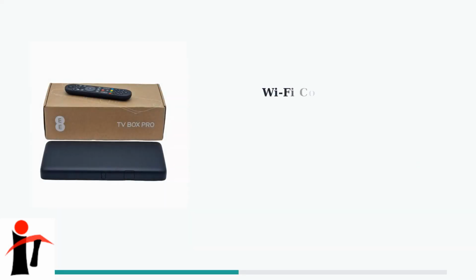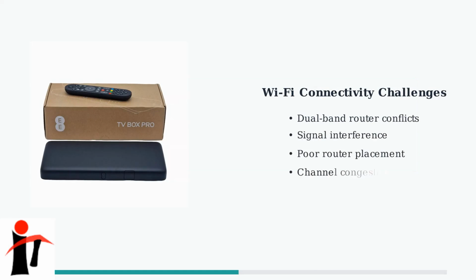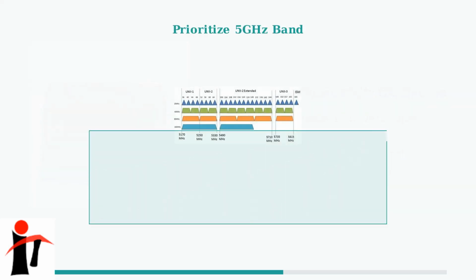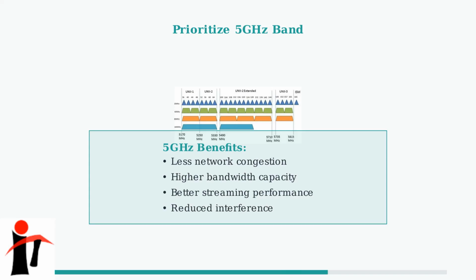Wi-Fi connectivity problems are among the most common issues with the EE Box Pro, particularly when dealing with dual-band routers and modern network configurations. The first and most important step is to prioritize the 5 GHz band for your streaming connection. This band offers better performance and less congestion than the traditional 2.4 GHz band.